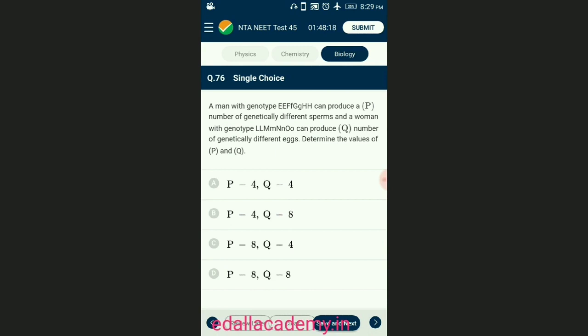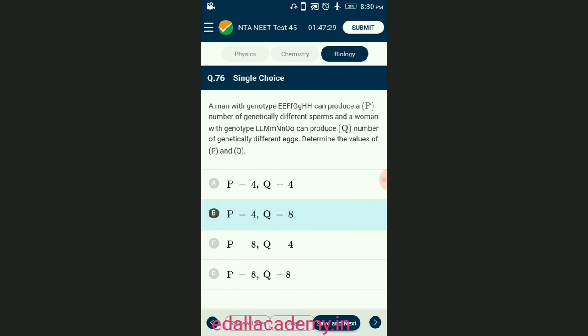A man with genotype capital E, capital E, capital F, small f, capital G, small g, capital H, capital H can produce four genetically different sperms, as he is heterozygous for two gene loci. A woman with genotype capital L, capital L, capital M, small m, capital N, small n, capital O, small o can produce eight genetically different eggs, as she is heterozygous for three gene loci. The number of gametes formed can be calculated by the formula 2 to the power n, where n is the number of heterozygous genes. So the answer for this question is option B. P is 4, Q is 8.